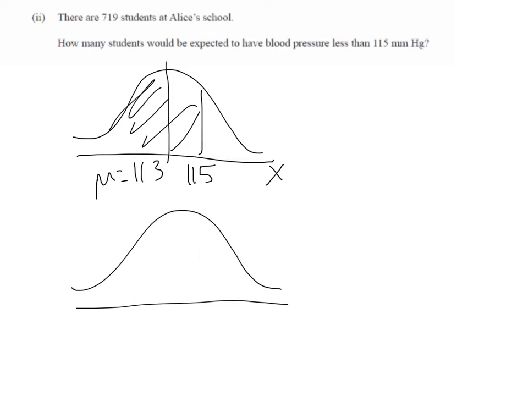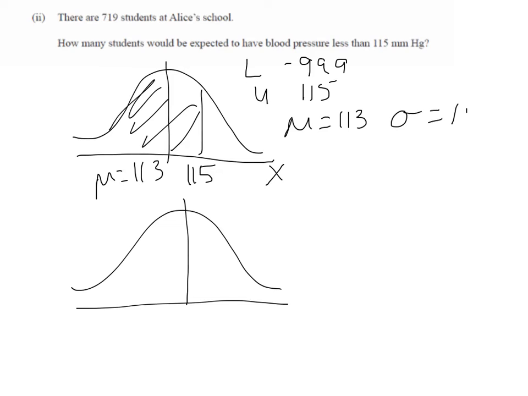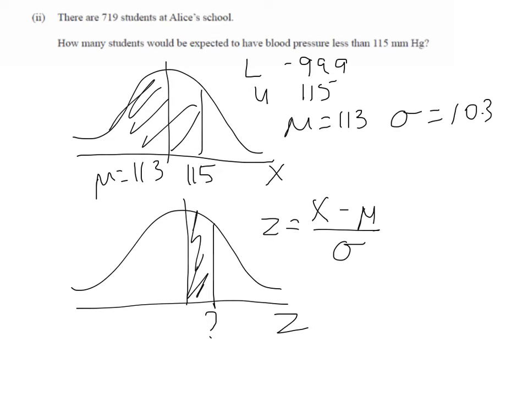So you can do that directly on your graphics calculator. You're going to do a lower value of -999, an upper value of 115, mu of 113, and sigma of 10.3. But if we're standardising, we're going to be looking for the z value, and that will be x minus mu over sigma. So z is equal to (x minus mu) over sigma, which is (115 minus 113) over 10.3. And again, the interpretation here is that we're saying this gap here of 2 is how many standard deviations.